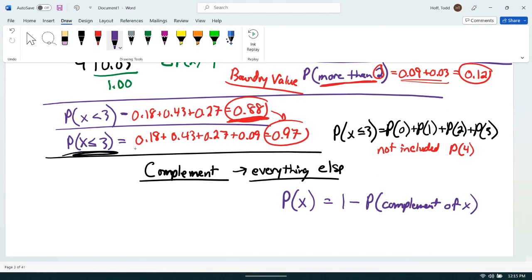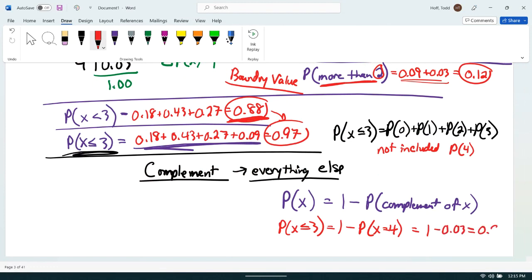So here, instead of adding up all 4 of those probabilities, what I could have done is said the probability that x is less than or equal to 3, which includes 0, 1, 2, and 3, is 1 minus the probability that x equals 4. So 1 minus the 0.03 gave us 0.97. So that would have been a lot quicker way.